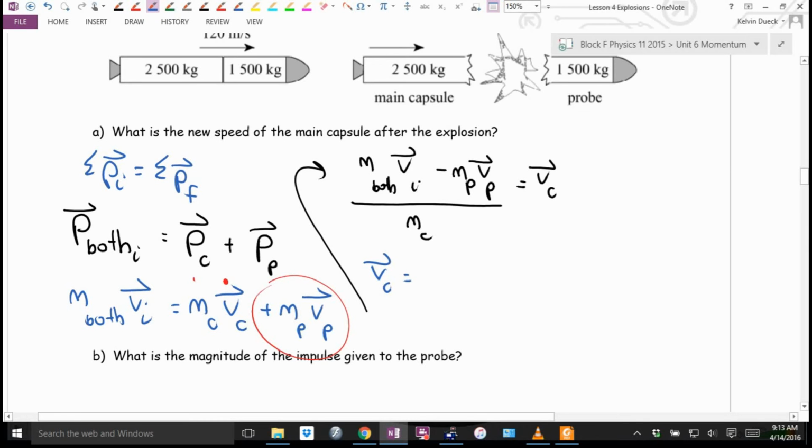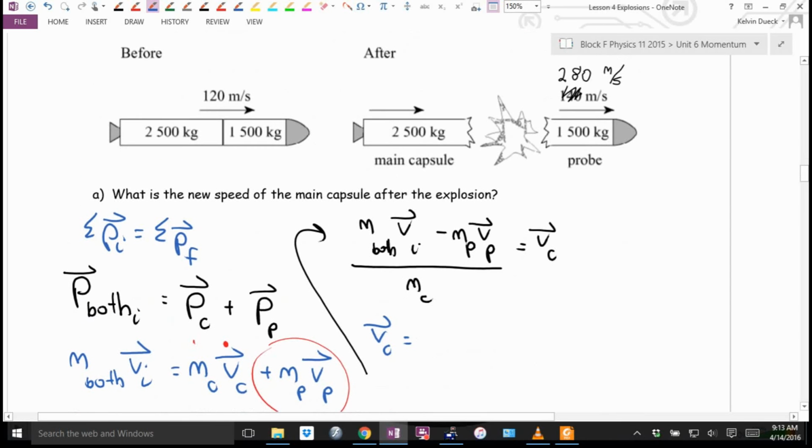Mass of both. Ryan, can you add 2,500 and 1,500 in your head? Did you actually add it, or did you clue in that I told you the mass at the beginning of the question? I think I did at the beginning. Yeah, I did. Okay, 4,000. Initial velocity, Ryan? Yep. Minus mass probe. Velocity probe.